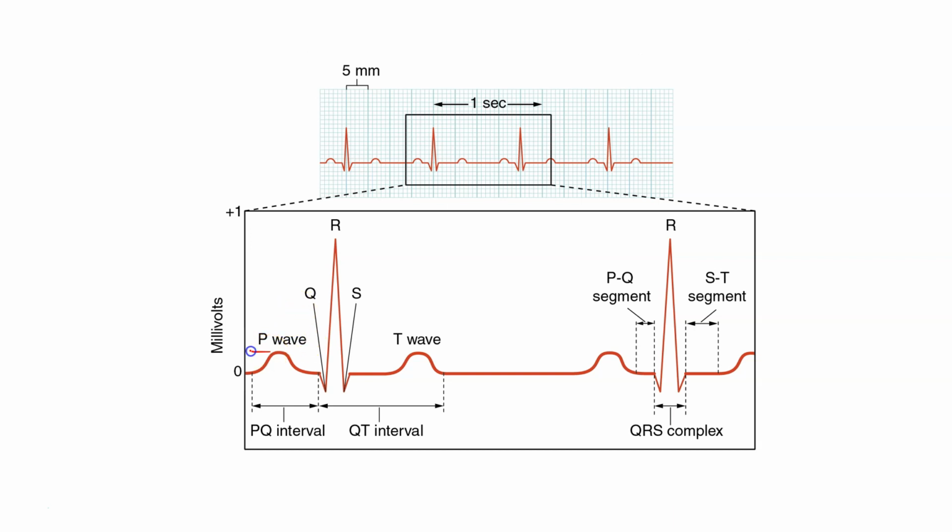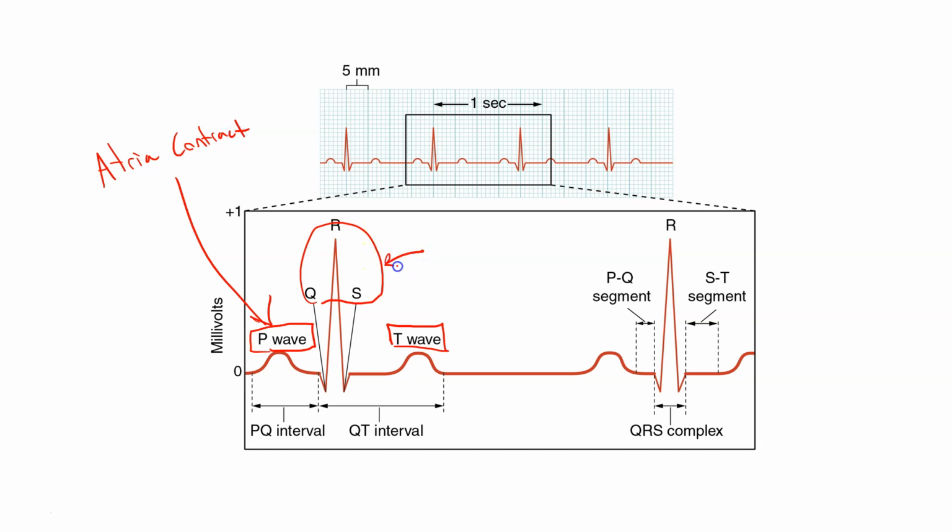There is what's called the P wave. There's what's called the QRS complex, and then there's what's called the T wave. And these all represent different things. The P wave, this little first bump that occurs, is the change in voltage that is detected when the atria contract. The QRS complex is the change in voltage detected when the ventricles contract.